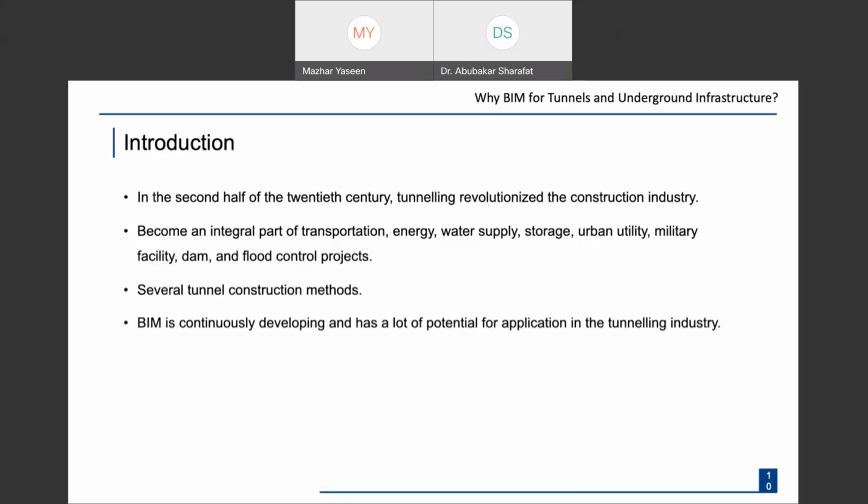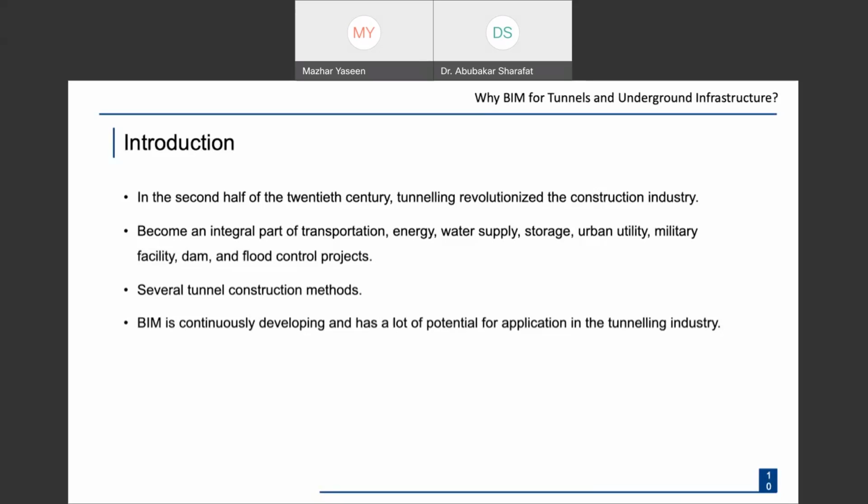Tunneling is becoming important all over the world because it is now one of the most important aspects of civil engineering. Tunnels provide transportation, they are related to energy, they provide water supply, and they are used for urban utilities. Of course, in Pakistan also, in modern housing societies, all the utilities come to your homes underground. Then there are a lot of military facilities, nuclear facilities, and dams. All the modern hydropower projects are also related somehow to tunnels and underground infrastructure. And then there are a lot of flood control projects all over the world.